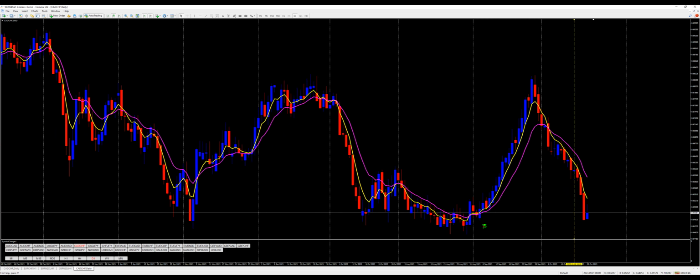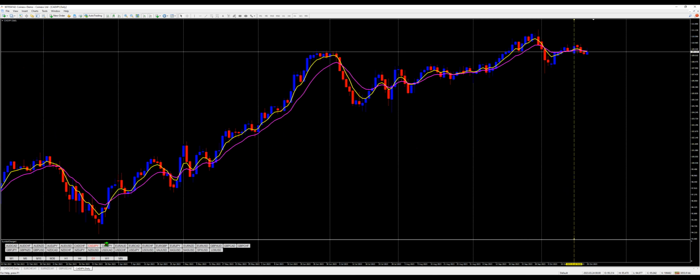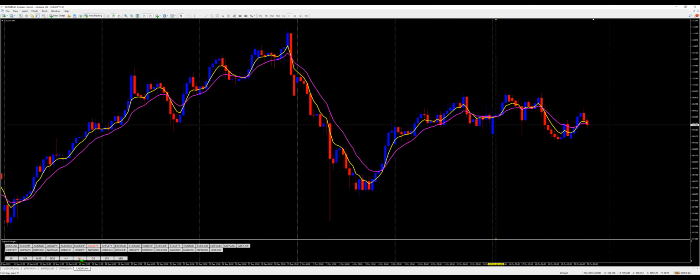CAD Swiss, daily. No. Okay. CAD Yen. Look at that, CAD Yen is bullish on the daily. 4 hour hasn't crossed yet. So move on from this pair.